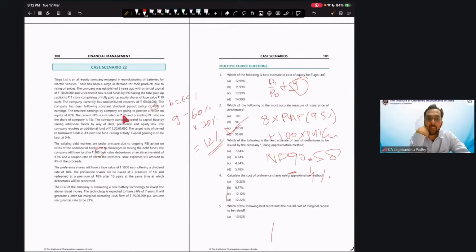EPS is 20 and the prevailing P/E ratio is this. Dividend payout: the company has been following a constant dividend payout. The current EPS is estimated at rupees 20. So current EPS means current year EPS. So current year, not that question. Then which one?